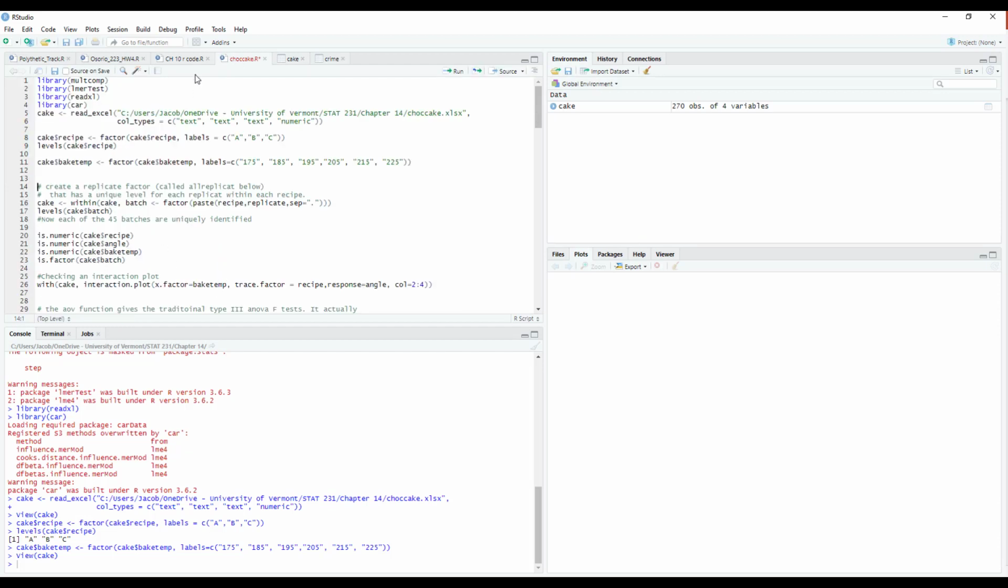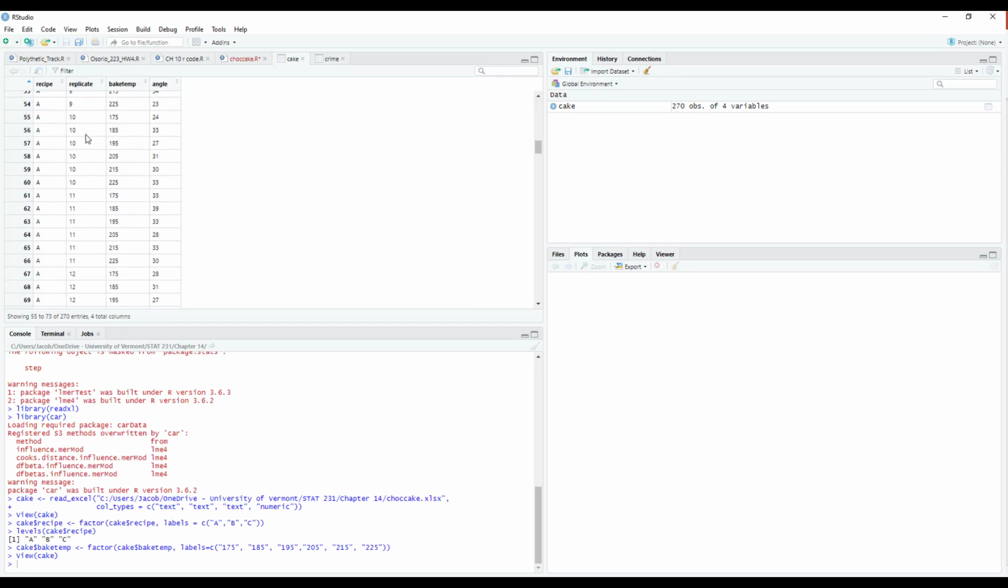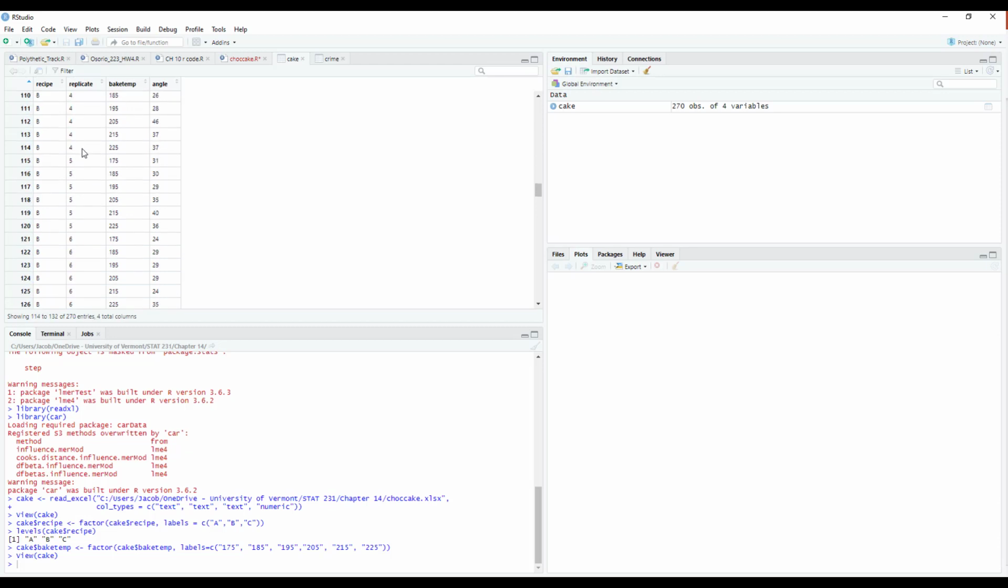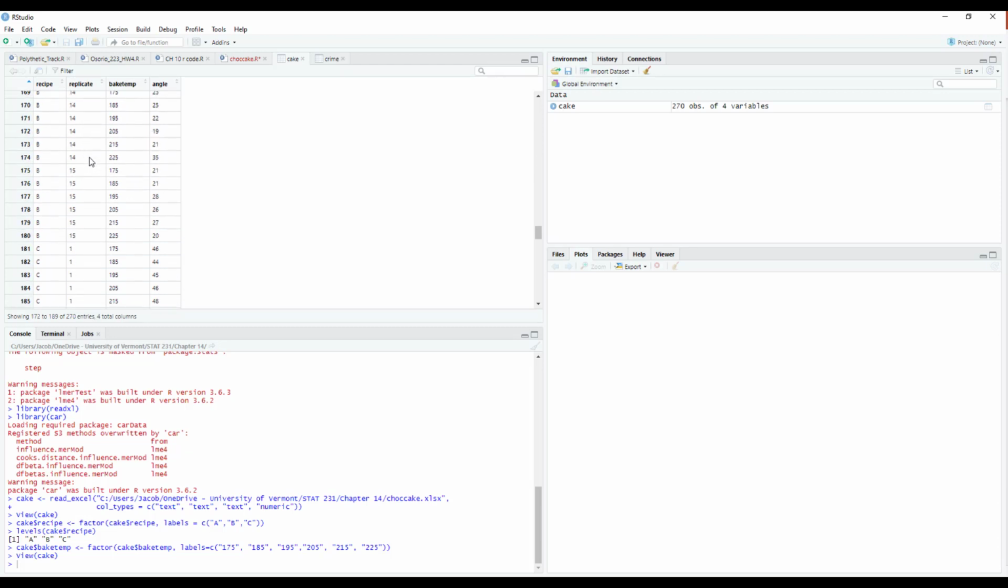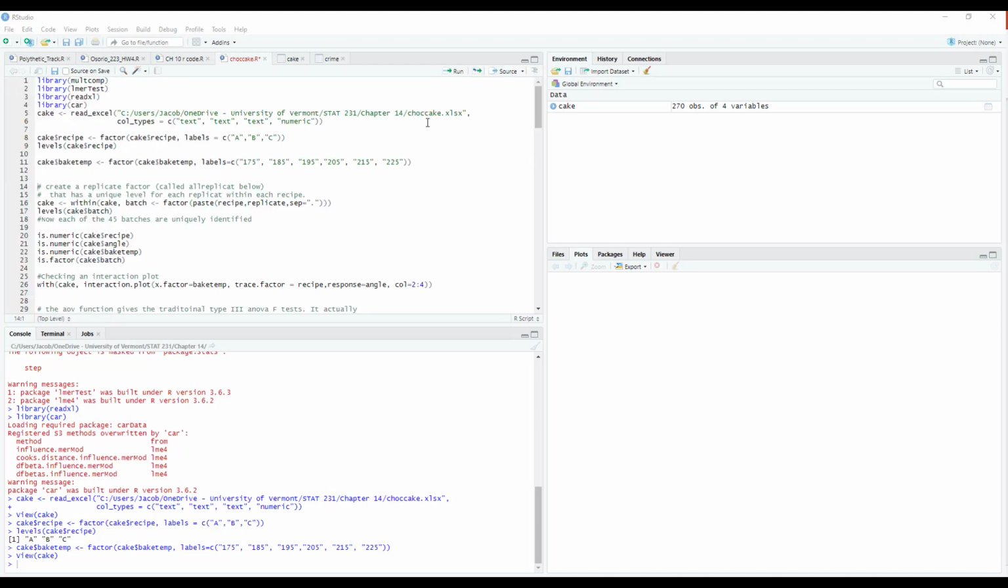The problem that we have with the data as is, looking back at it, is there are a total of 45 different batches, but this replicate, the indicator of the batch, only goes from 1 through 15. And if we leave it as is, R will think that this batch number 15 for level B of factor recipe is the same as this batch 15 from recipe A, even though they are 2 distinct batches. We want to specify that these batches are all unique.